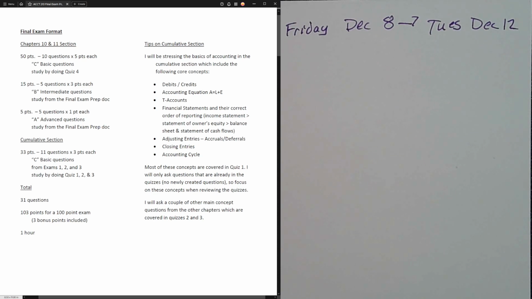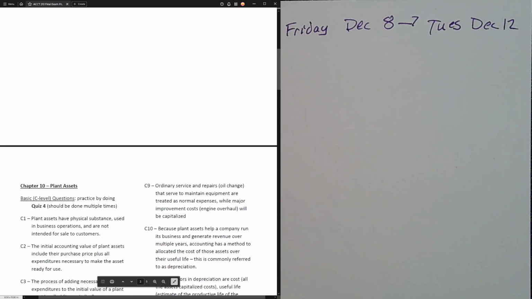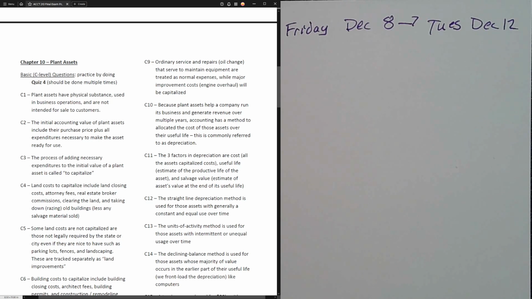Okay, well, let's take a look at the actual 10 and 11 sections. Chapter 10 was plan assets.